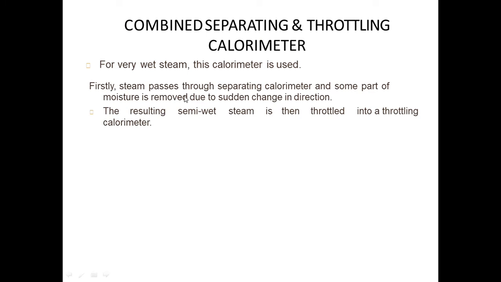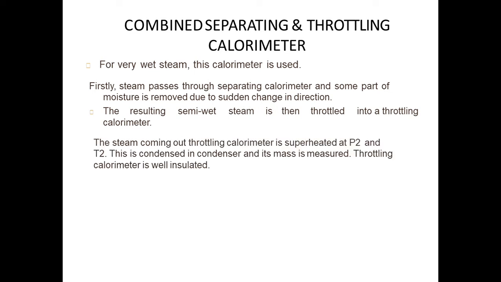The steam first passes through the separating calorimeter, and some part of the moisture is removed due to the sudden change in direction. The resulting semi-wet steam is then throttled in the throttling calorimeter. The steam coming out of the throttling calorimeter is superheated at pressure P2 and temperature T2, and then it is condensed and its mass is measured. The throttling calorimeter is well insulated for that.